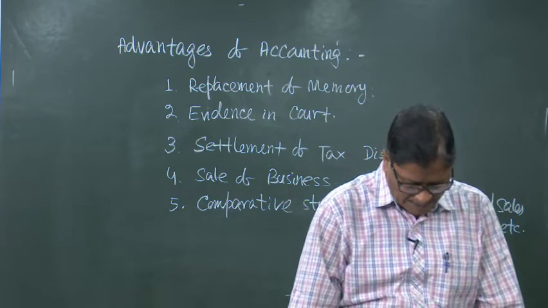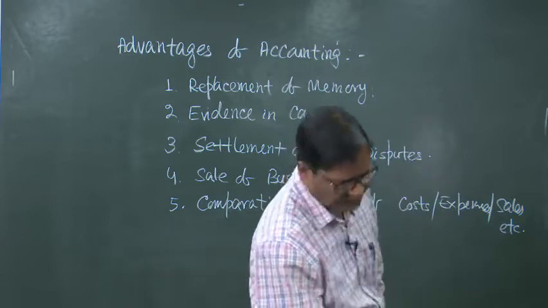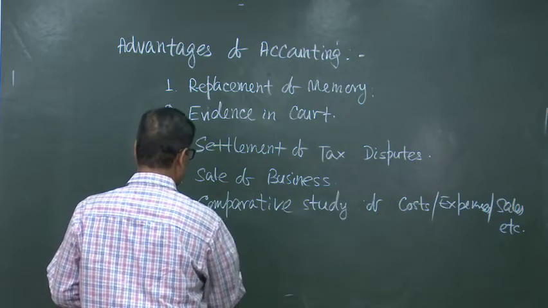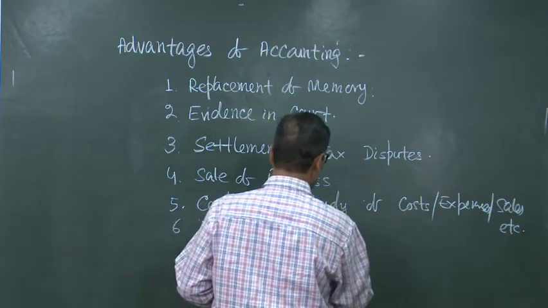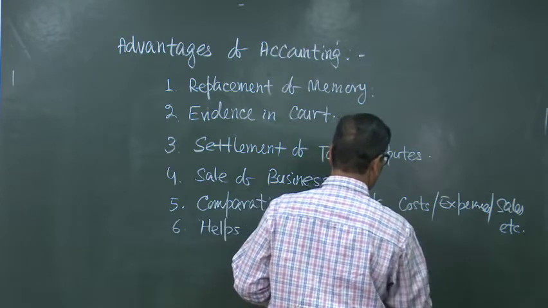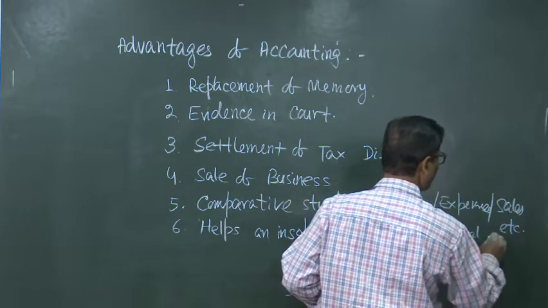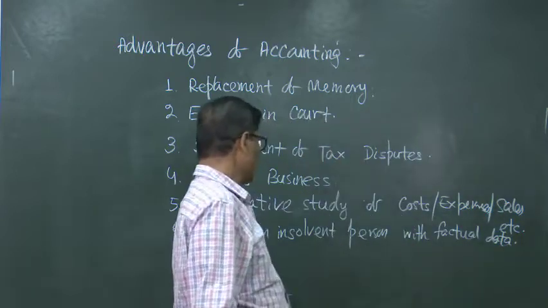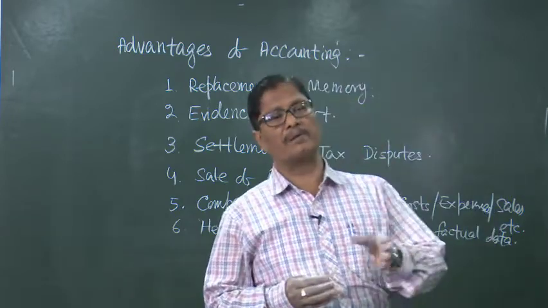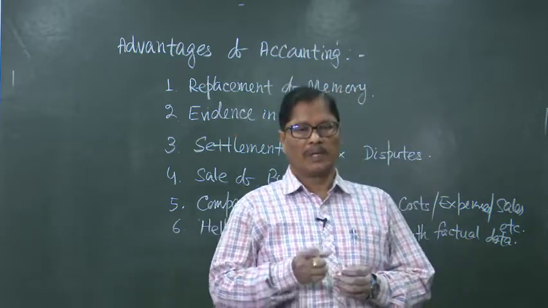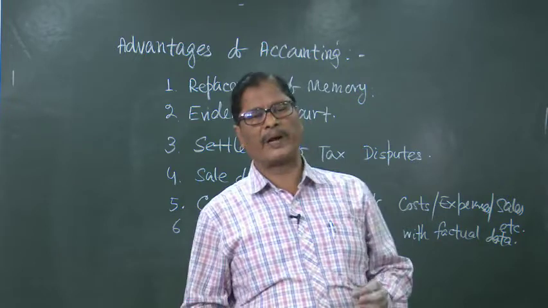The next point is, it helps an insolvent person through factual data. What is insolvency? Insolvency means when your assets are less but your liabilities are more. What is the consequence? If your assets are less but liabilities are more, even though you sell all the assets, all the liabilities cannot be paid in full.